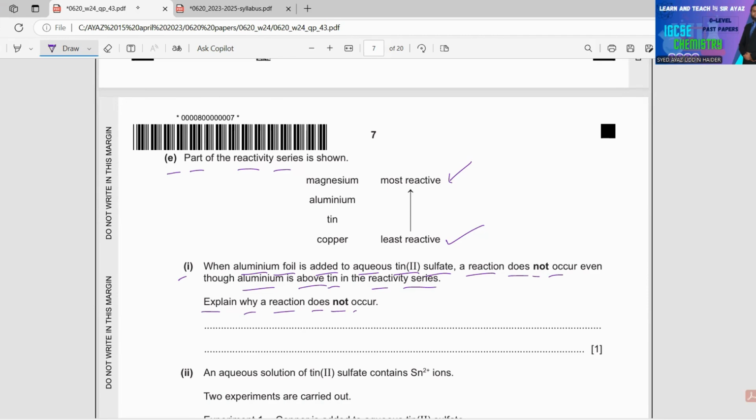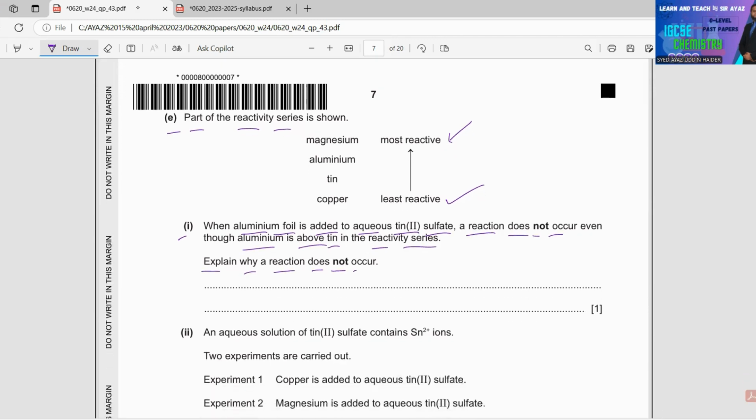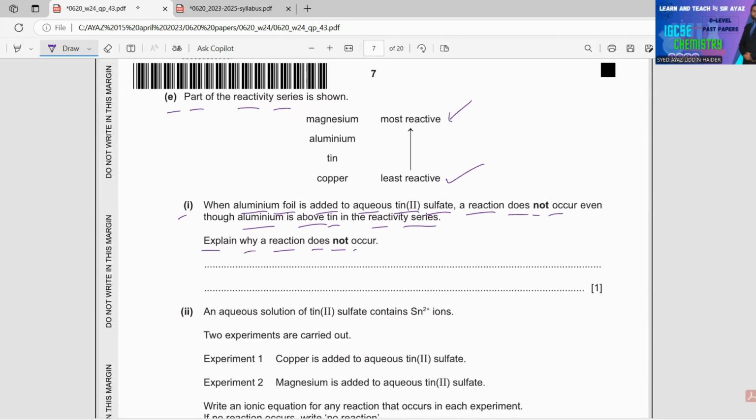You see, aluminum is above tin, but the reaction does not take place. So what's the reason? It's definitely forming some kind of impermeable layer. So you can write: a layer of unreactive oxide formed on aluminum. This is typical of aluminum, that's why it prevents further reaction.